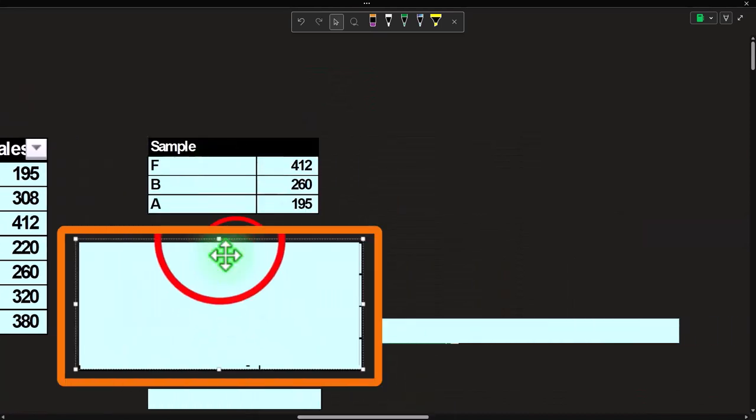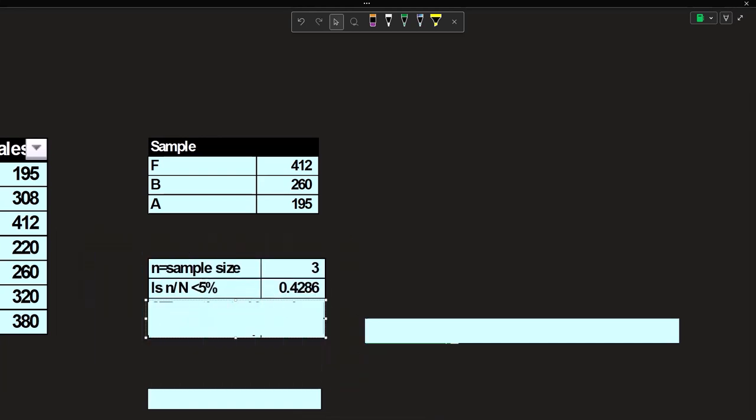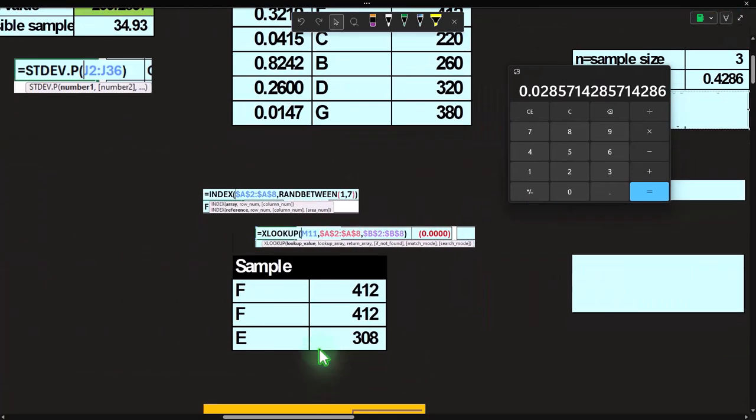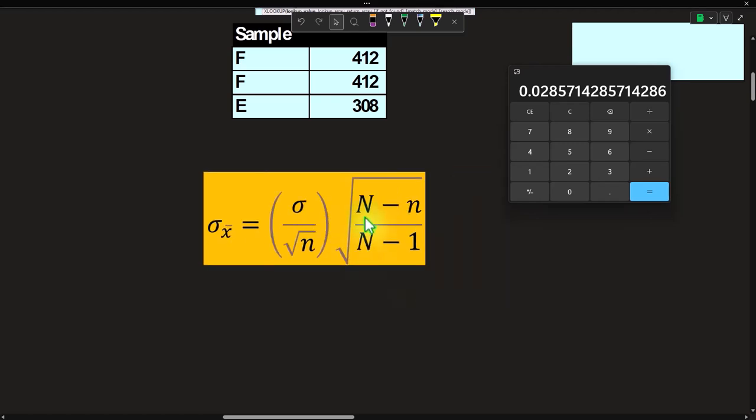So here's the sample of 3. So the size of the sample is 3 out of the population, which was only 7 in our example. And then is little n over big N less than 0.05? Now, the reason we're doing this is to see whether or not we need to be applying the correction factor. This is the correction factor. Normally you don't, because normally this big N, the population, is quite large.